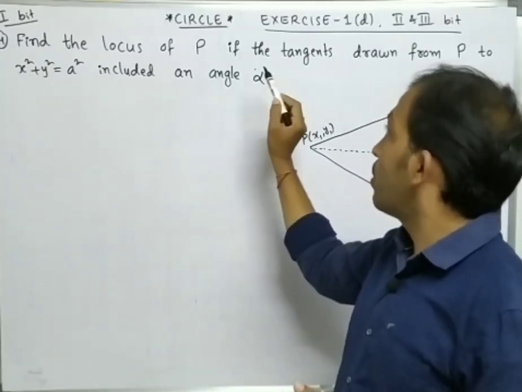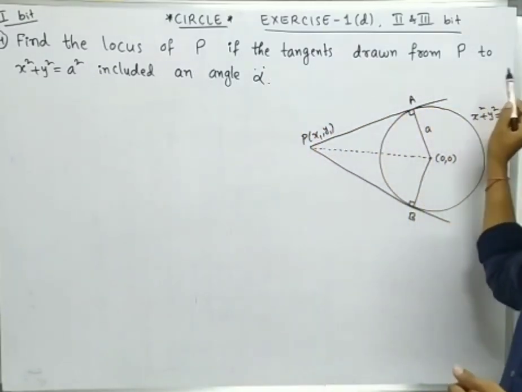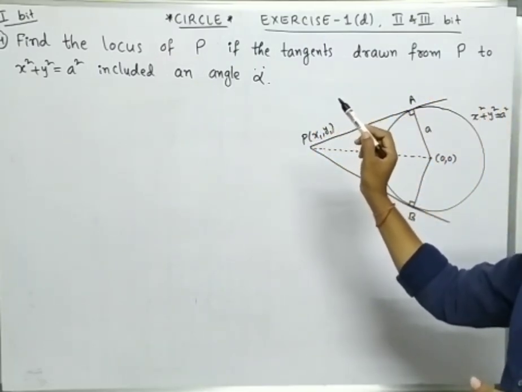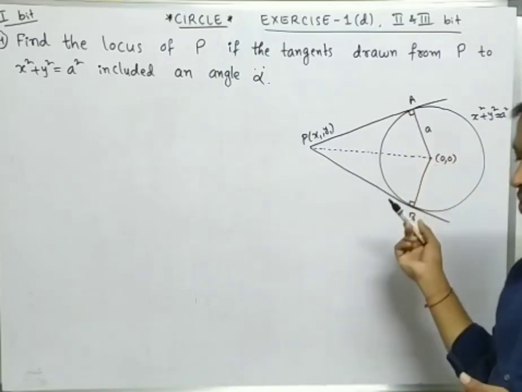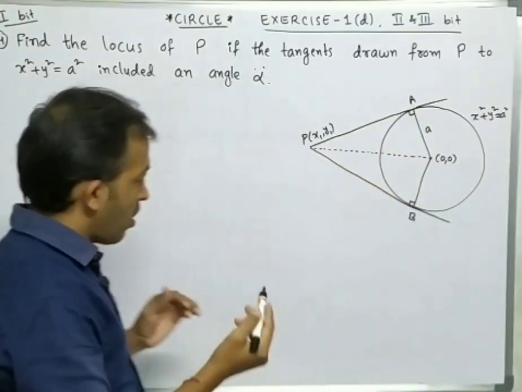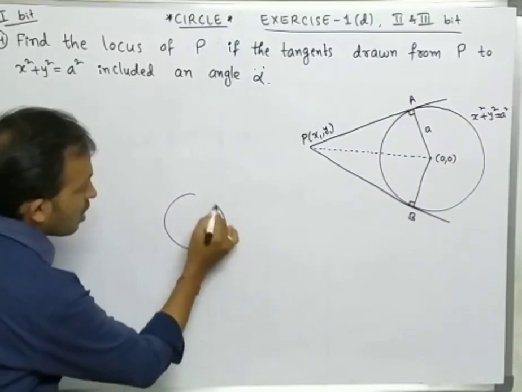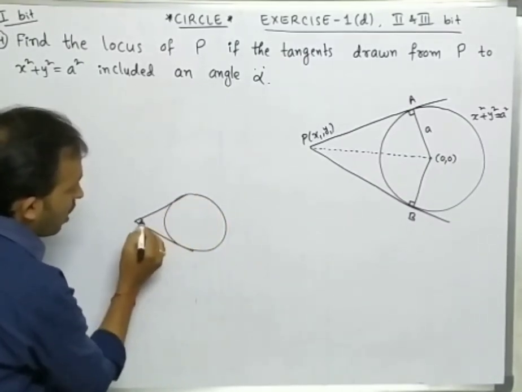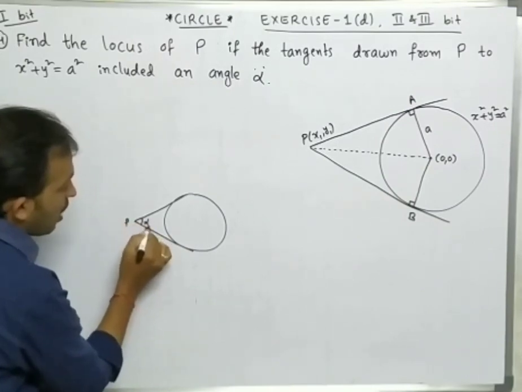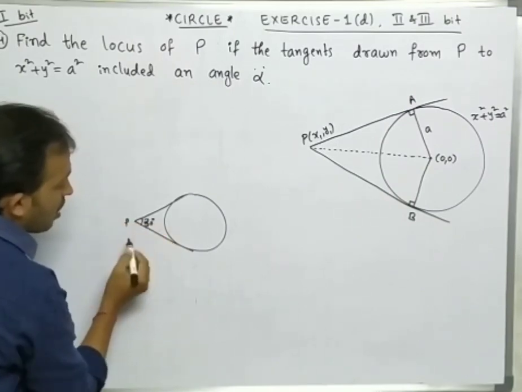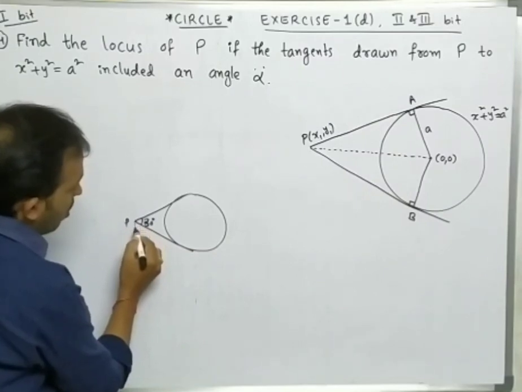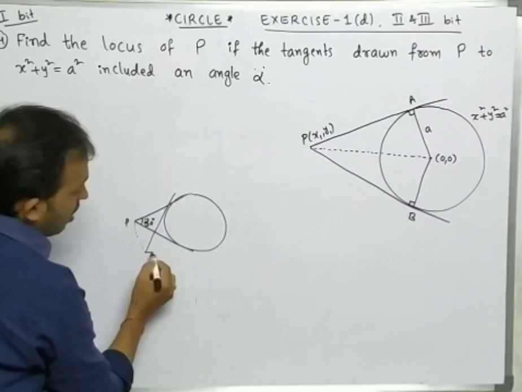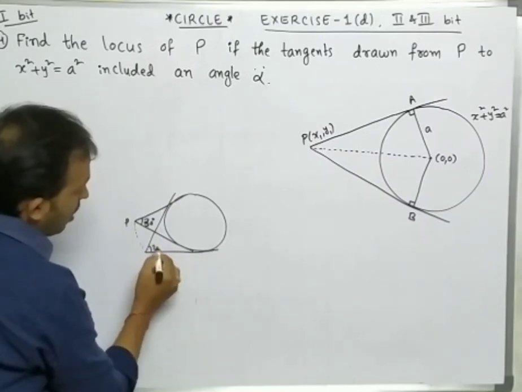Find the locus of P if the tangents drawn from P to x square plus y square is equal to a square are inclined at an angle alpha. So observe the concept. There is a circle. These are two tangents. This is P making alpha. Alpha means 30 degrees, let us take 30 degrees.